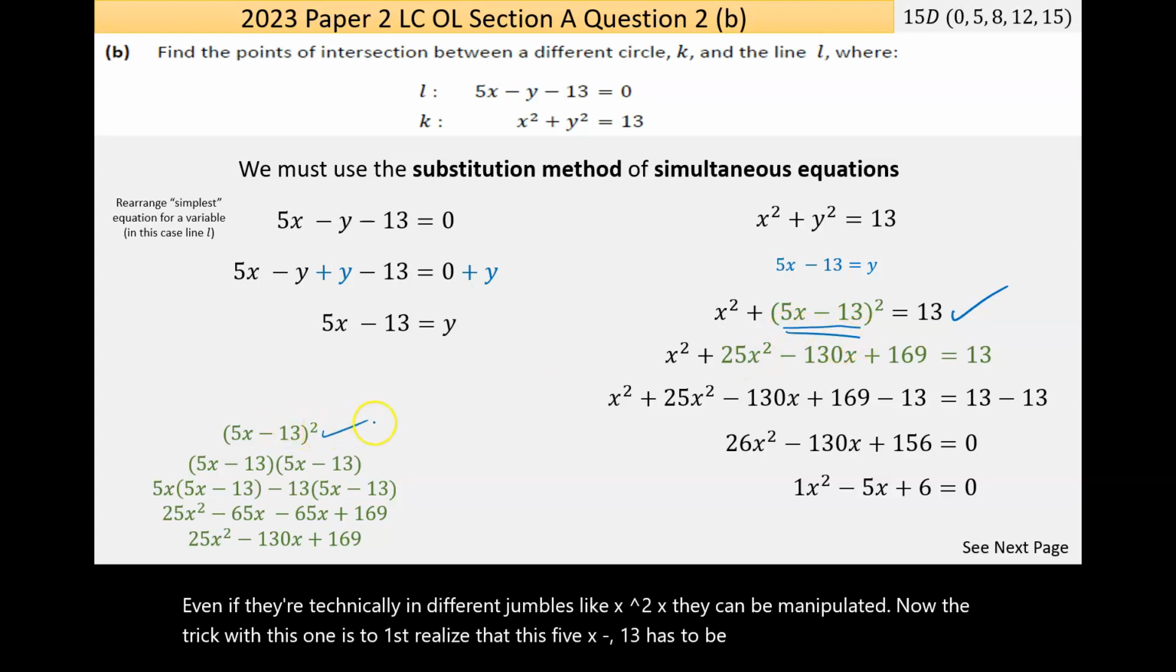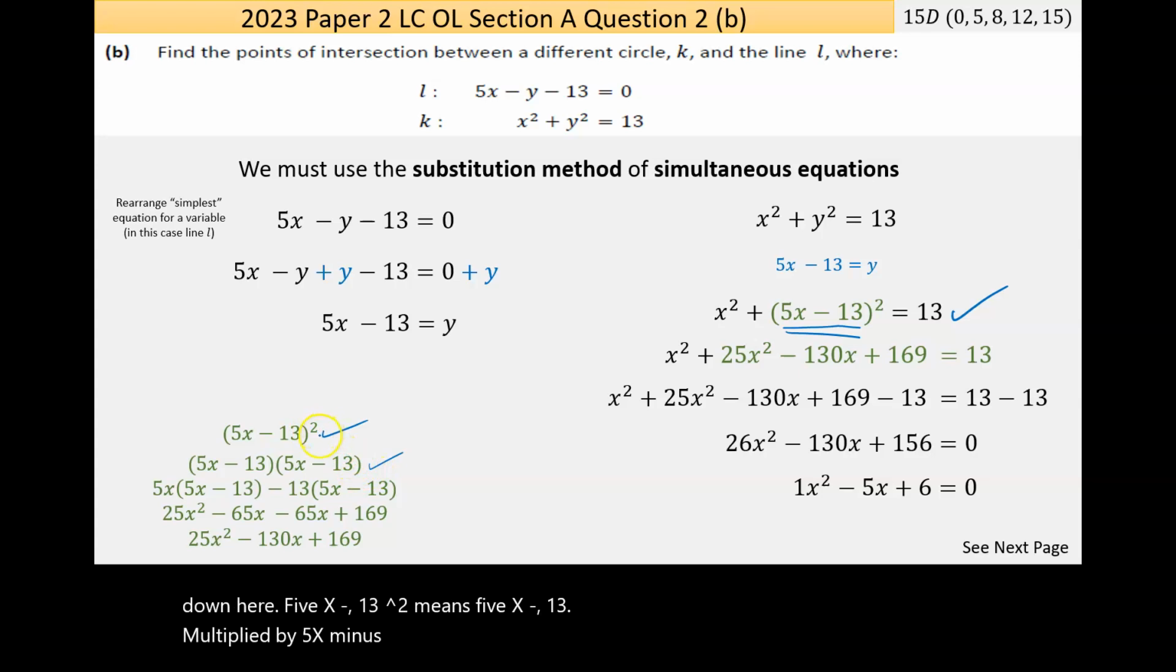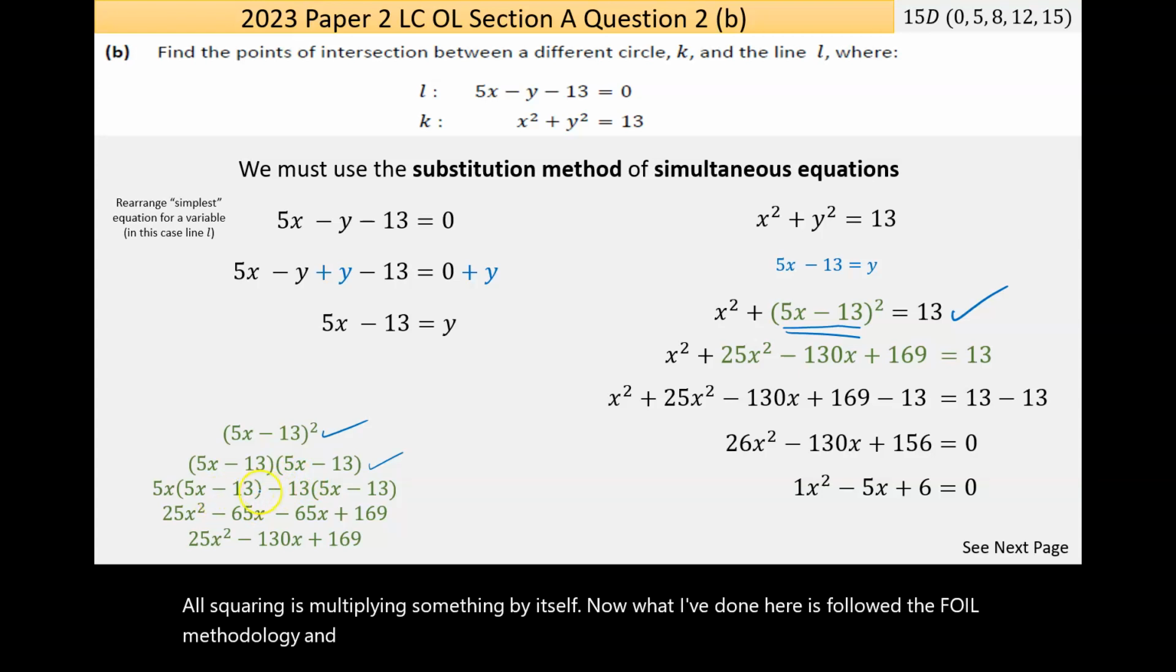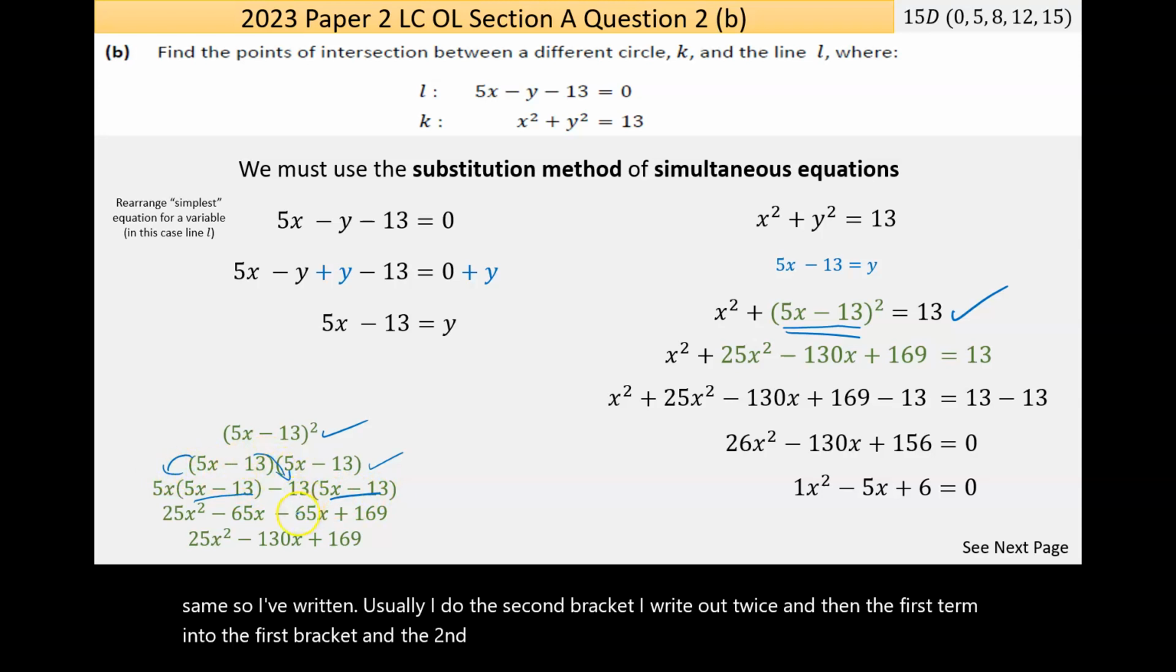Now, I've done it down here. 5x minus 13 squared means 5x minus 13 multiplied by 5x minus 13. All squaring is multiplying something by itself. Now, what I've done here is follow the FOIL methodology, and I'm just rewriting one bracket twice. Okay, now they just happen to be the same. So I've written, usually I do the second bracket, I write out twice, and then the first term into the first bracket, and the second term into the second bracket. Once I manipulate that, I end up with this particular situation here.